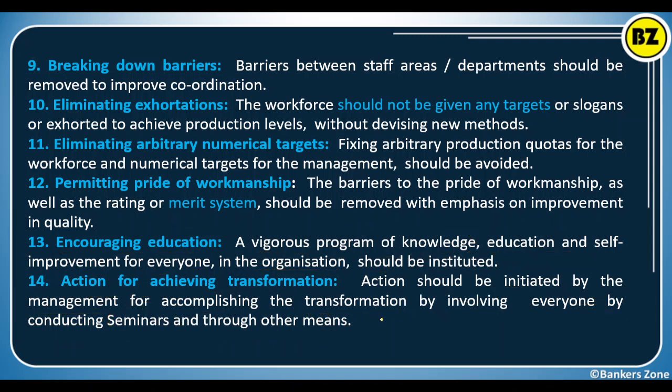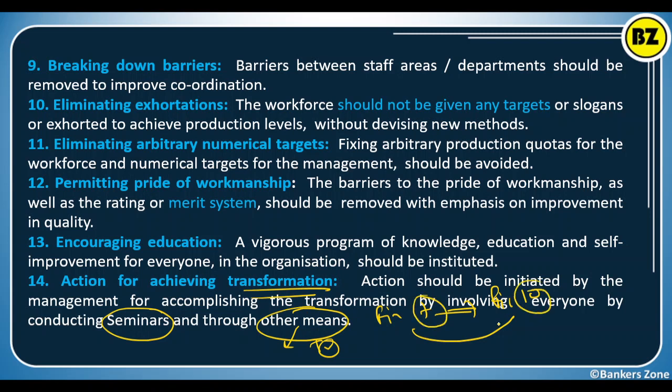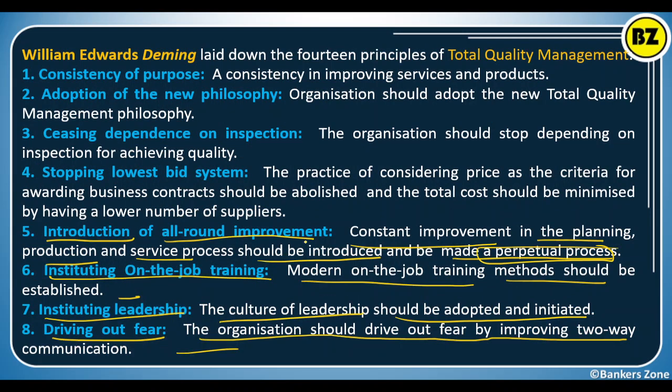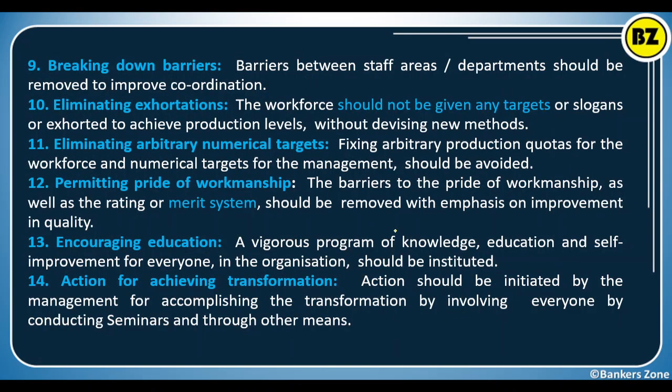Suppose you have to move from Finacle 7 to the next level, Finacle 10, a software upgradation. How can you move? Obviously the management has to arrange some seminar or some other way, for example training. By that way you can achieve the transformation from Finacle 7 to Finacle 10. You can migrate easily. So these are the 14 principles given by Deming. You should remember at least the number of principles. If you are not able to remember all, it is not even necessary. Remember the total of 14.